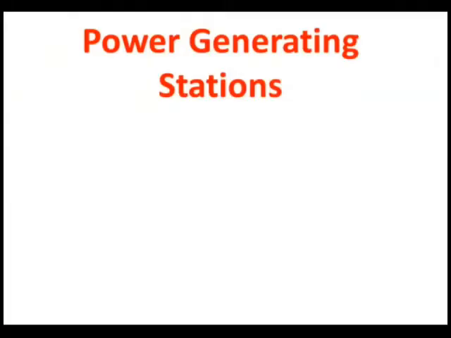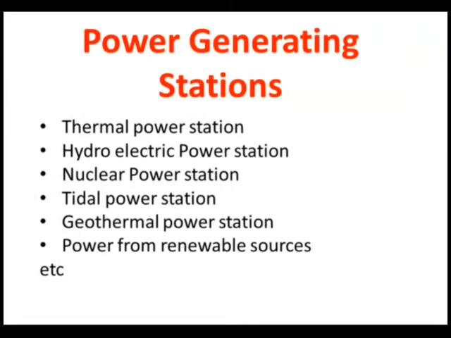What are these power generating stations? These power generating stations are the places where electrical power is generated. There are many power generating stations, to name a few: the thermal power station, where coal is used as the fuel; the hydroelectric power station, where water is used as the resource; the nuclear power station, where fission and fusion reaction is used as the source; the tidal power station, where tidal energy is used to generate electricity; and the geothermal power station, where heat energy from the earth is used. Electricity is also generated from renewable energy sources, and there are many other sources available.